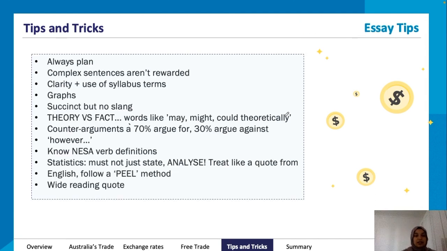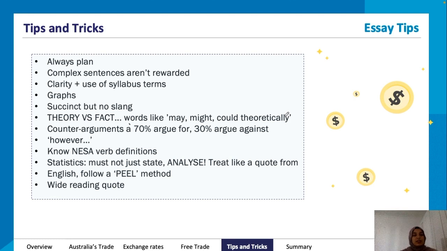Essay tips. So always plan out your essay. Don't just go in blindly without knowing anything, without making some sort of an effective plan. Complex sentences aren't rewarded, so you can keep it simple, but just make sure your point is making sense, which sometimes in complex sentences it can get a little bit foggy. Clarity and use of syllabus terminology is quite important. So one of the things that is really important is you use terminology that's related to economics, or economic specific terminology.